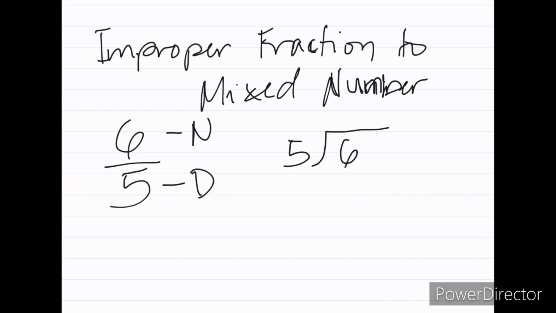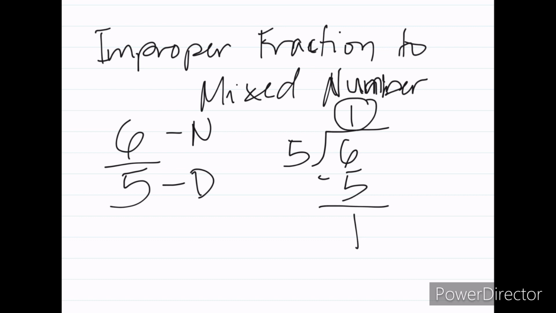Okay, so 6 divided by 5. Now, how many 5 are there in 6? Of course, 1. 1 times 5 is 5. Then, subtract. 6 minus 5 is 1. So, to create the mixed number, write the quotient as the whole number. So, this is our quotient.